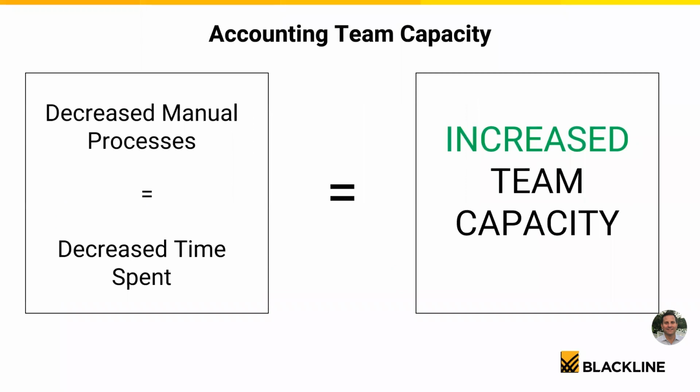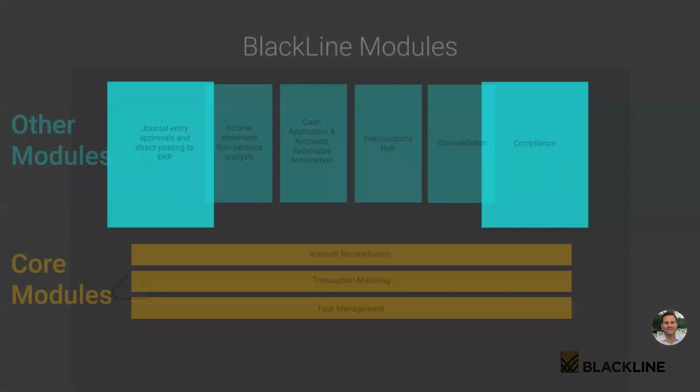So to sum it up, BlackLine increases your team's capacity to work on more value-add activities. It automates many of your existing tasks, reducing the time your team spends on them. And when that occurs, your team gains more capacity to work on other value-add activities. So in your current world, you may have a wish list of projects and initiatives, but don't have the time to do them. With BlackLine, you'll gain all the time you need to take on those projects and initiatives.